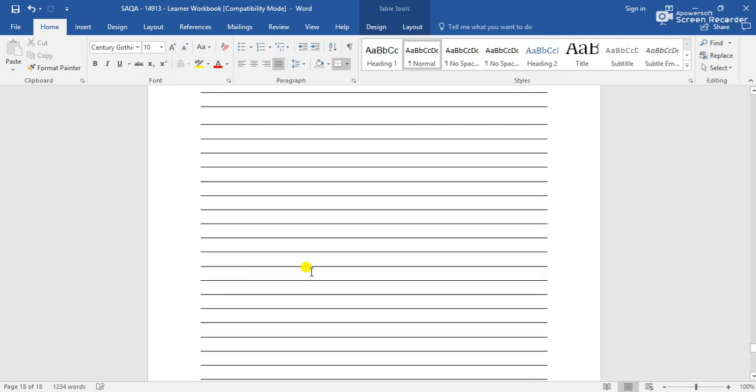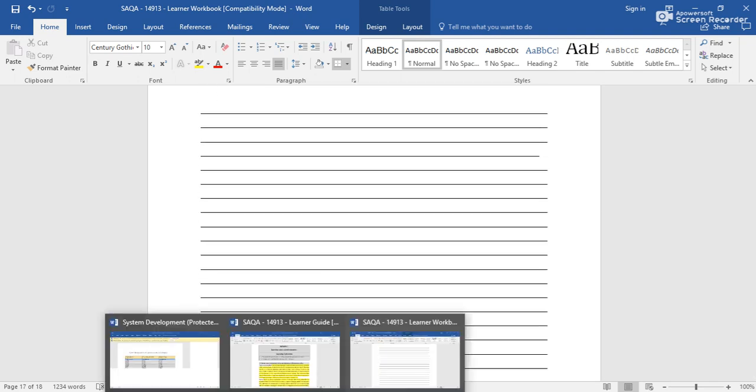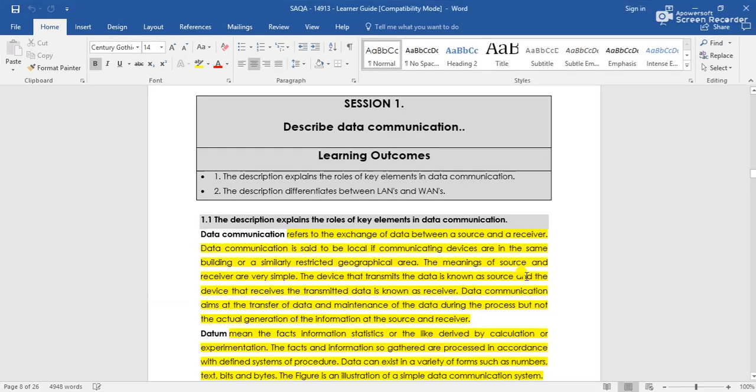So now we can go through our learner guide for session 1. Our session 1 is to describe data communication. Our learning outcomes: at the end of this session, you need to explain the roles of the key elements in data communication, and you need to differentiate between a LAN and a WAN. So our first outcome is to explain the roles of key elements in data communication.